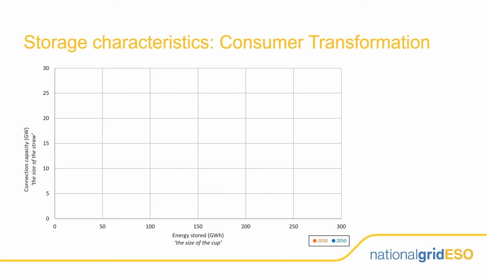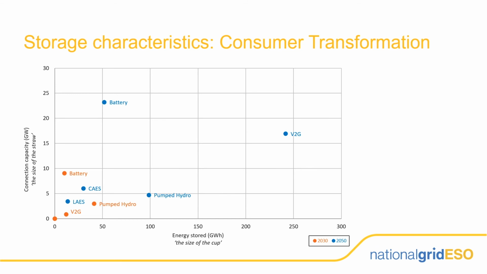Now let's look at the Consumer Transformation data. So if we start with 2030 data, we see that pumped hydro continues to represent the largest amount of energy stored. Remember, that's the cup. Whilst battery storage combined now represents the largest capacity back to the grid. Remember, that's the straw. By 2050, we see significant increases in all storage technologies.